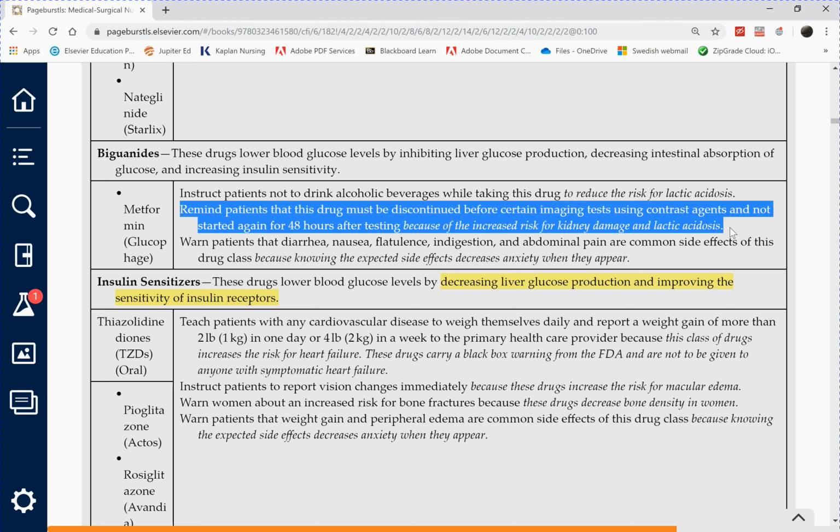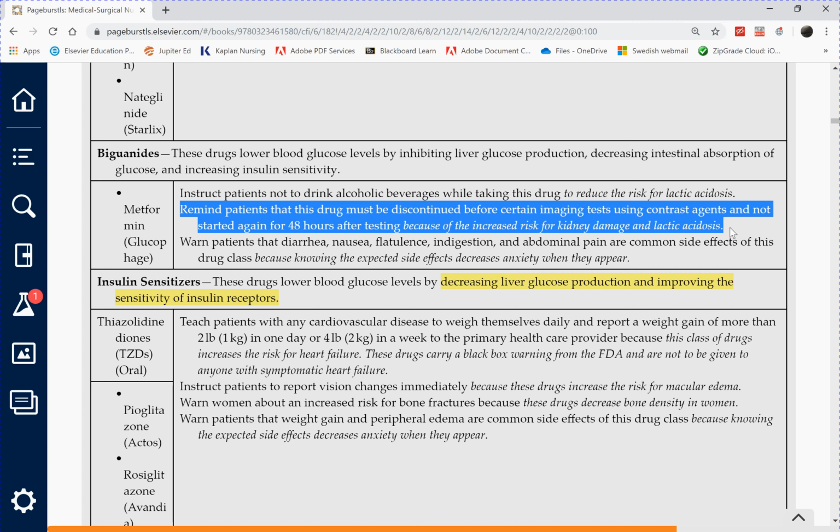And here are the warnings for this drug. Some of you probably already know this, that we should not give this drug for 2 days after any test involving IV contrast dye, because that can increase the likelihood of kidney damage, meaning the drug itself is already nephrotoxic. So we do not want to continue this drug after the patient receives IV contrast agents or dyes, because those agents are also nephrotoxic. So that will be a double whammy for the patient.